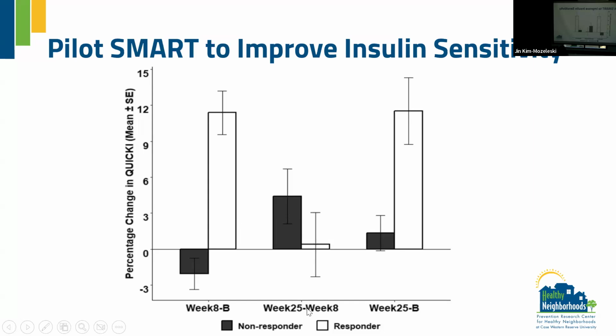But then in the second half of this intervention, there was very little change in the responders, but the non-responders actually did improve. So having that secondary treatment intervention for the non-responders had a pretty big benefit for that group. Overall, you can see it ends up being the average of these two bar plots. The responders did pretty well, mainly driven by that initial 8 weeks. And the non-responders did okay, slightly better than no change at all, mainly driven by that secondary intervention.